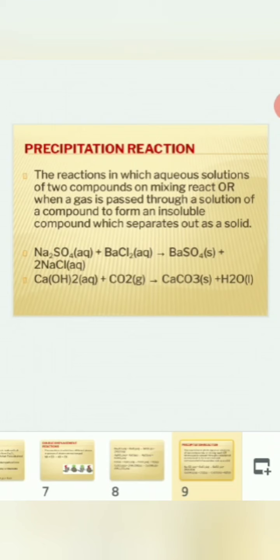A very good example over here: sodium sulfate plus barium chloride gives a white precipitate of barium sulfate plus sodium chloride, which will dissolve in the solution. So you will get a white precipitate of barium sulfate at the end of the reaction.